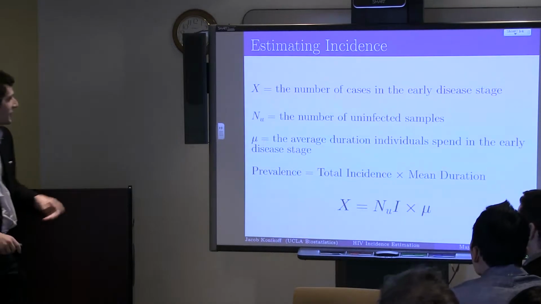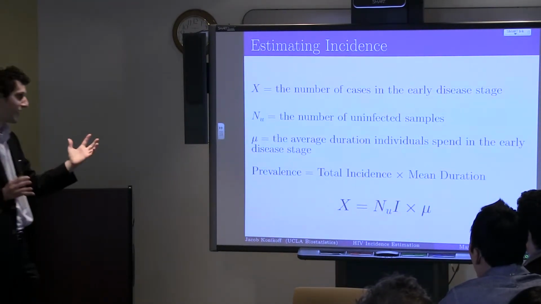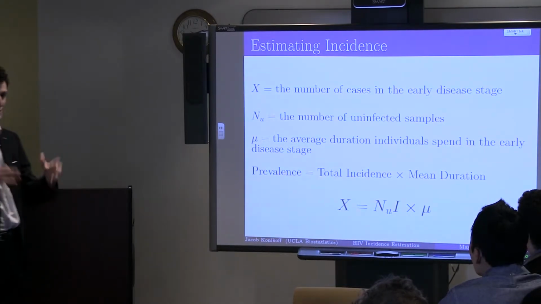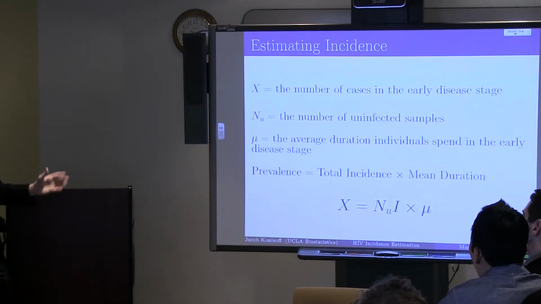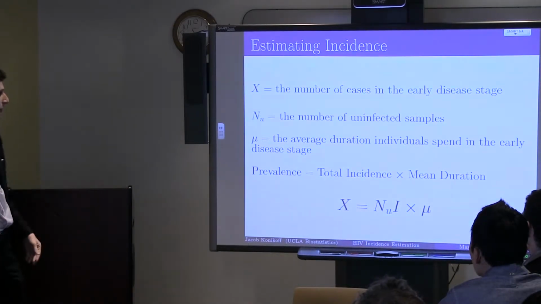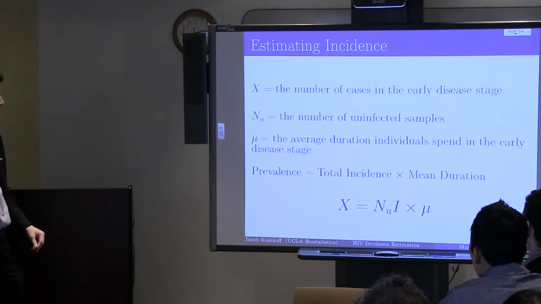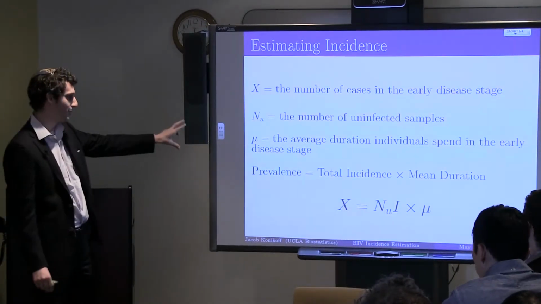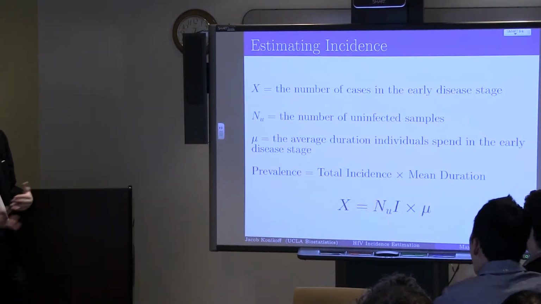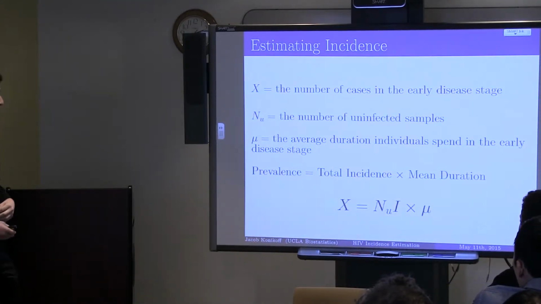No? So then how are we going to actually estimate incidence? Because we don't necessarily have the number of people who were infected within 3 weeks or something like that. Instead, we have the number of cases in the early disease stage, X. We have the number of uninfected samples, N sub U. And then if we know one more very important parameter, how long people are spending in that stage, that's the question you asked. Here it's 22.5 days, the estimate in the original paper.